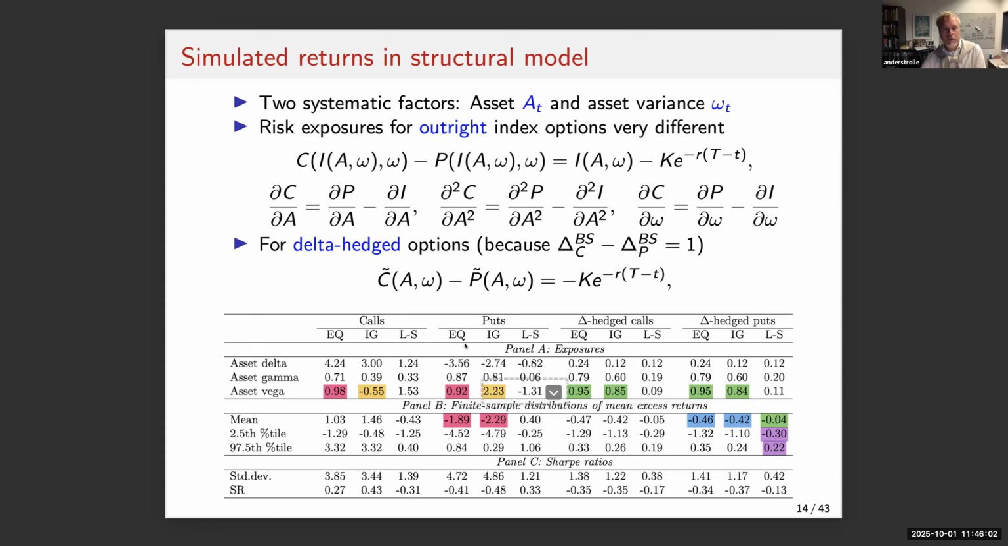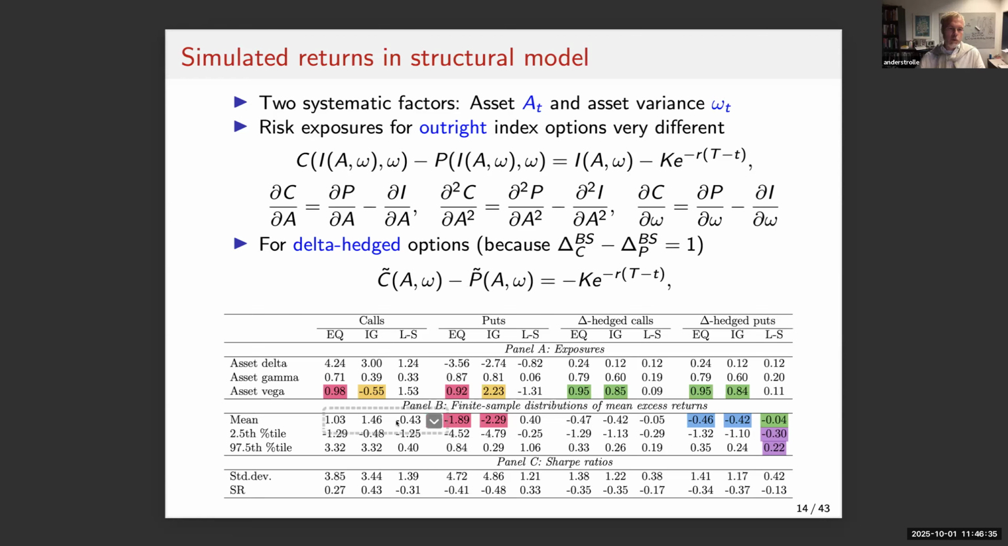And if we compare the exposures, they're very different. They're very different across, say, within credit, between puts and calls. And they're also very different, say, within puts between credit and equity. And this is, again, what we would expect because we are in a structural model. There's no reason to expect these risk exposures to be the same.